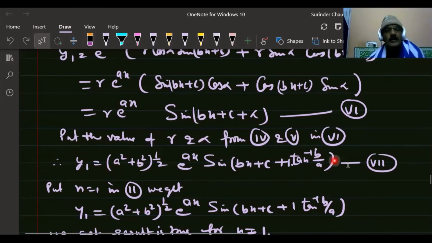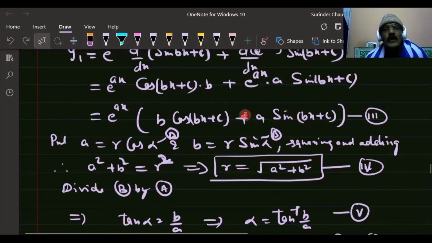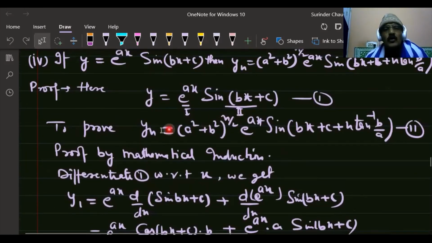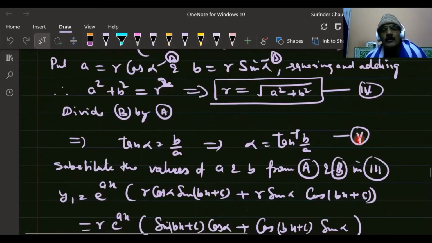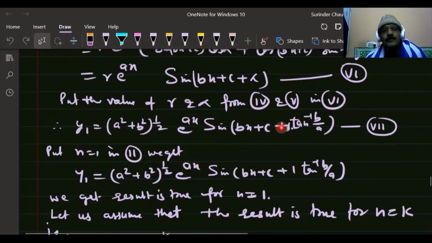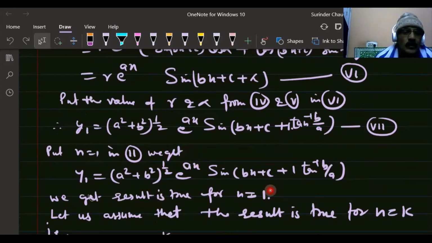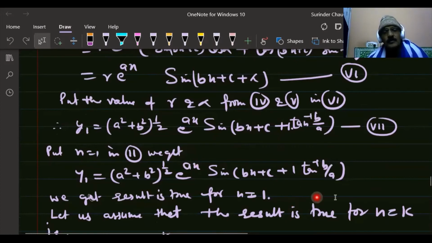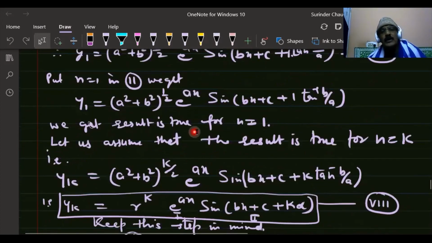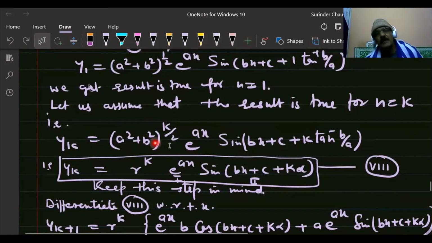So we got the result. Now make the substitution n is equal to 1 here. After substitution we got the same, which implies that this equals 1. So the result is true for n equal to 1. Okay. Now let's assume the result is true for n equal to k, that is, replace n by k.